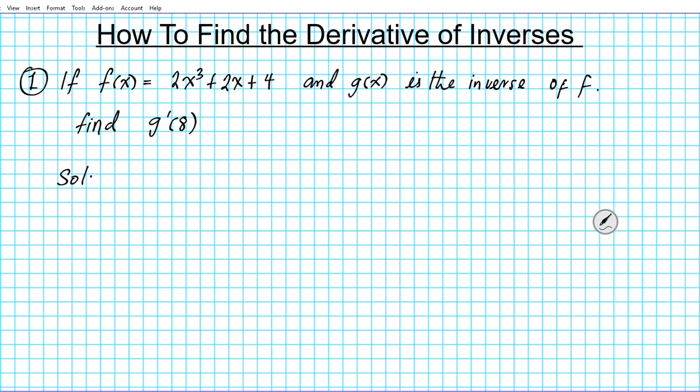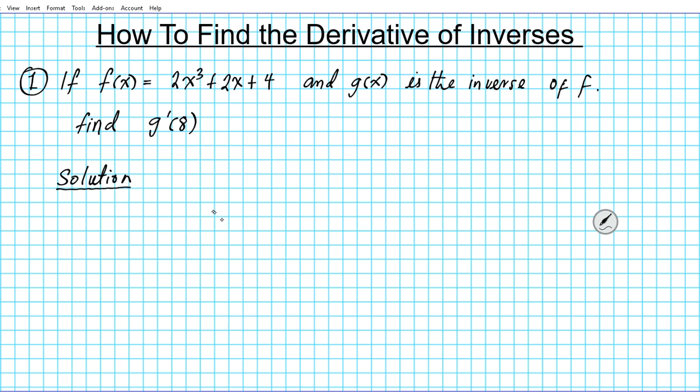Alright, let's go ahead and take a look at how to solve this problem. Now there's a formula that can be used to find the derivative of inverses. I'm not going to use a formulaic approach for this. I'm going to use a system that's very safe and easy to follow and will always guarantee you the correct answer if you follow it correctly.